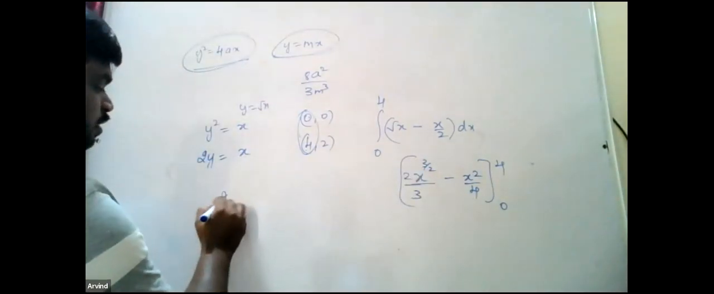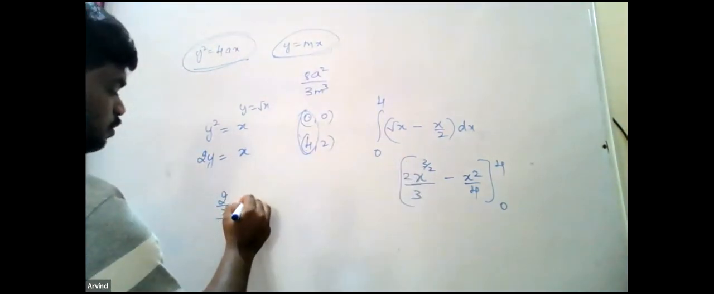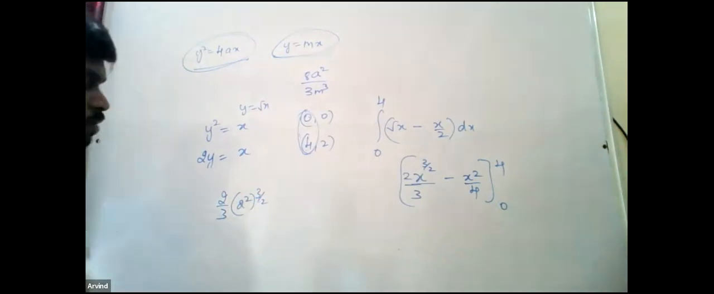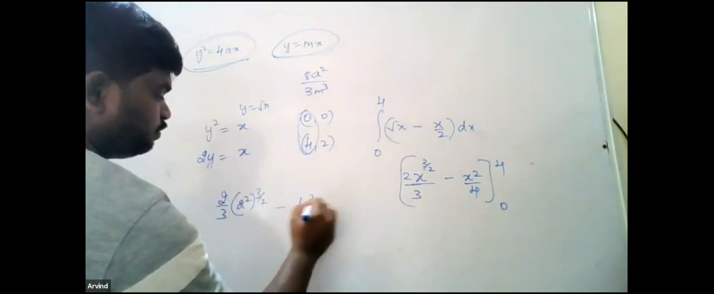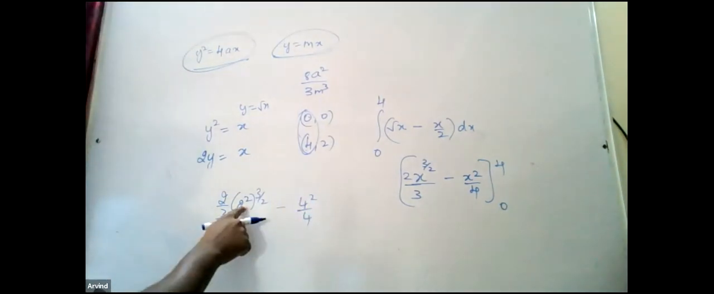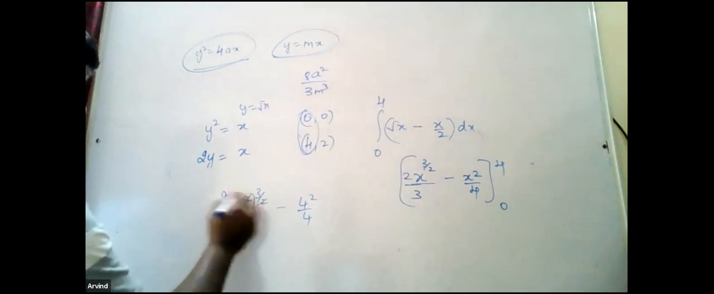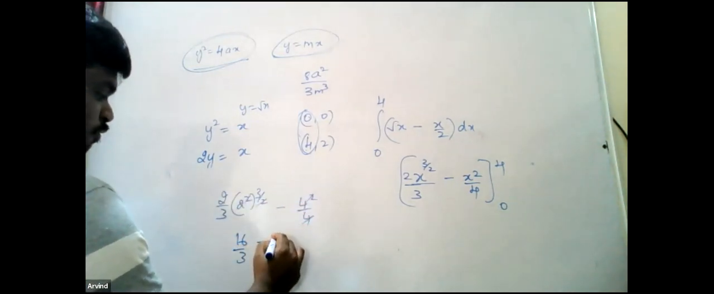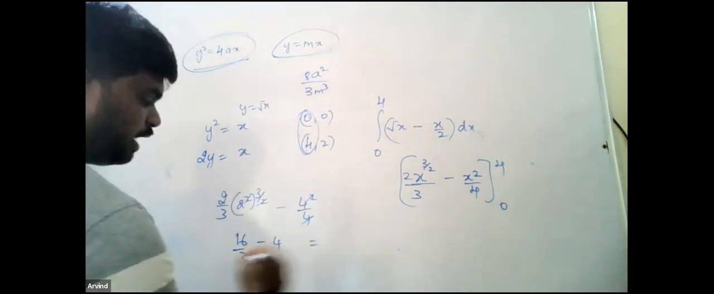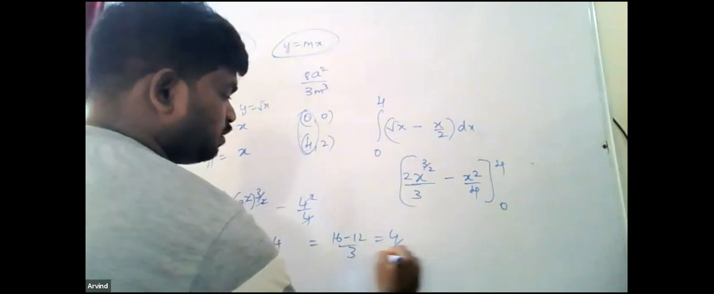Let's just concentrate on the upper limit, 2 by 3. x ಗೆ 4 ಹಾಕಿದ್ರೆ ಅದನ್ನ 2 ಸ್ಕ್ವೇರ್ ಅಂತ ಬರ್ಕೋಬಹುದು. 2 square whole to the power 3 by 2 minus 4 square by 4. Okay, ಇಲ್ಲಿ 4 ಬರುತ್ತೆ ಅದನ್ನ 2 ಸ್ಕ್ವೇರ್ ಅಂತ ಬರ್ಕೊಳ್ಳಿ. So that 2 gets cancelled. 2 cube is 8, 8 2s are 16. 16 by 3 minus 4. Okay, so take LCM, you get 16 minus 12 by 3, which is 4 by 3.